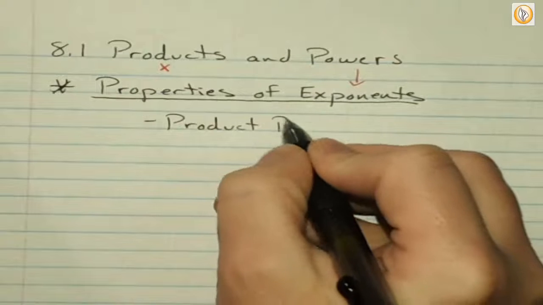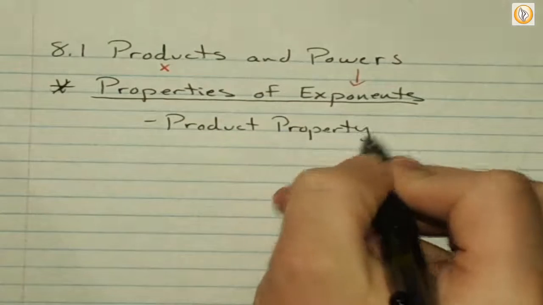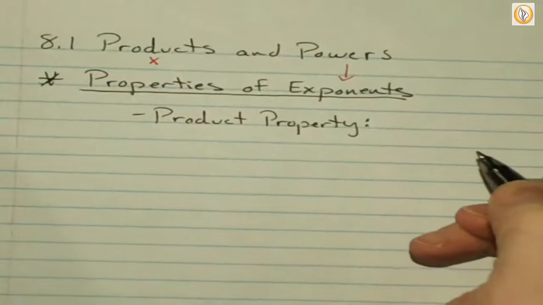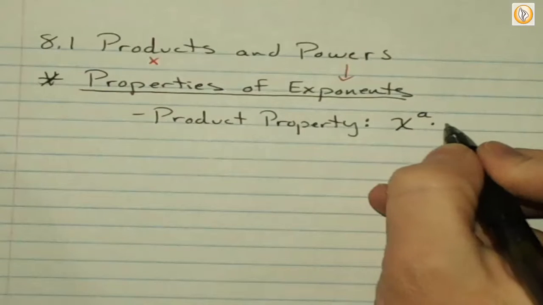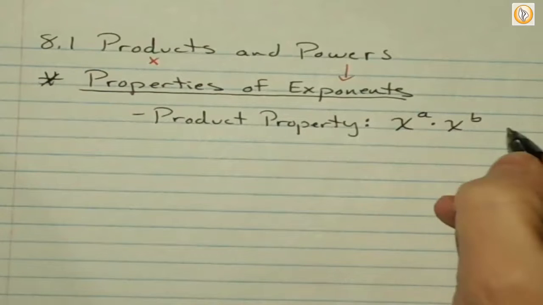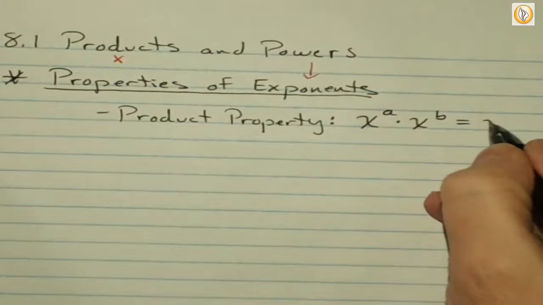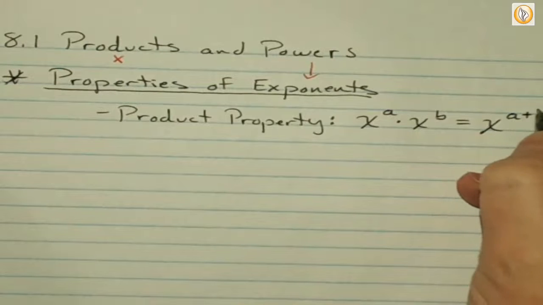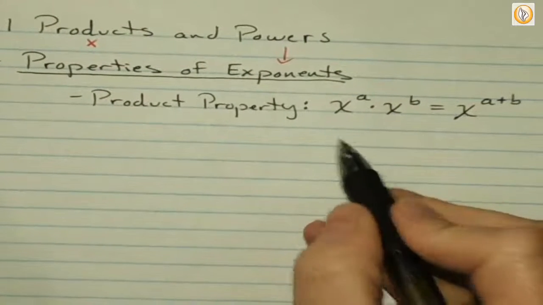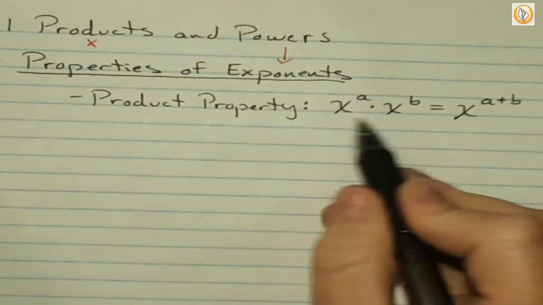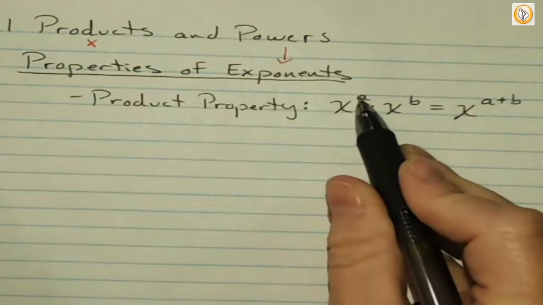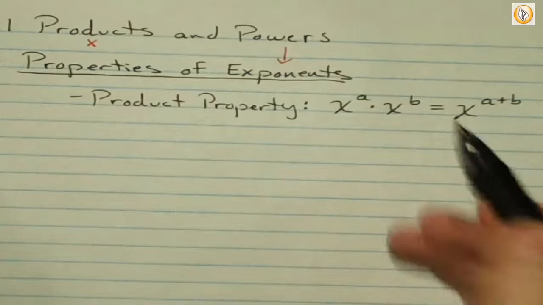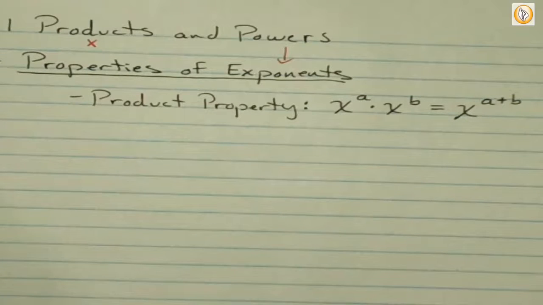So the product property is just like what we just talked about. X to the A power times X to the B power equals X to the A plus B power. If the bases are the same, and we're multiplying, you would add the exponents. Hopefully y'all remember this. That's why they review it.